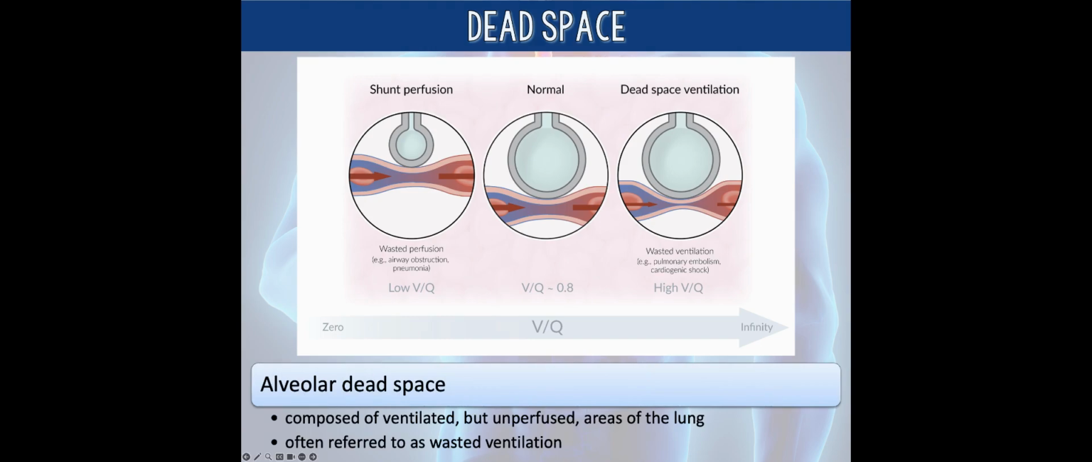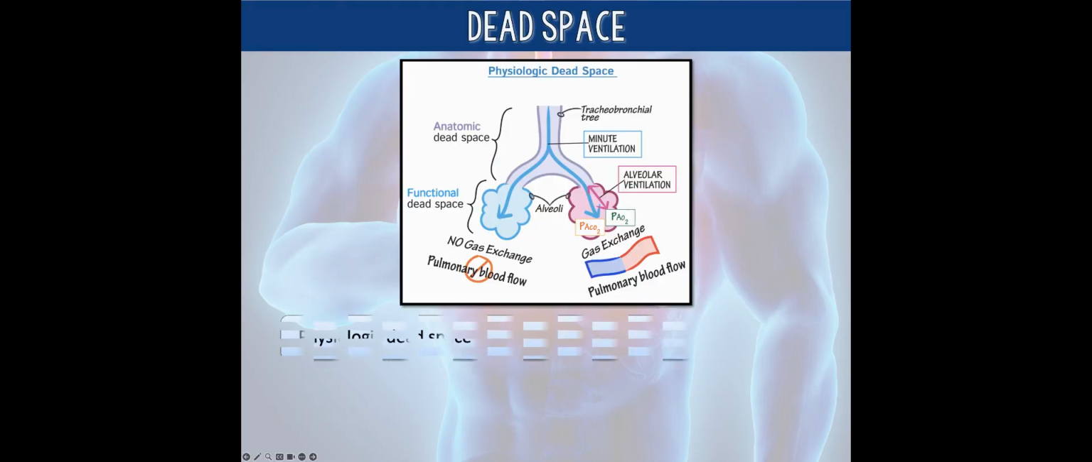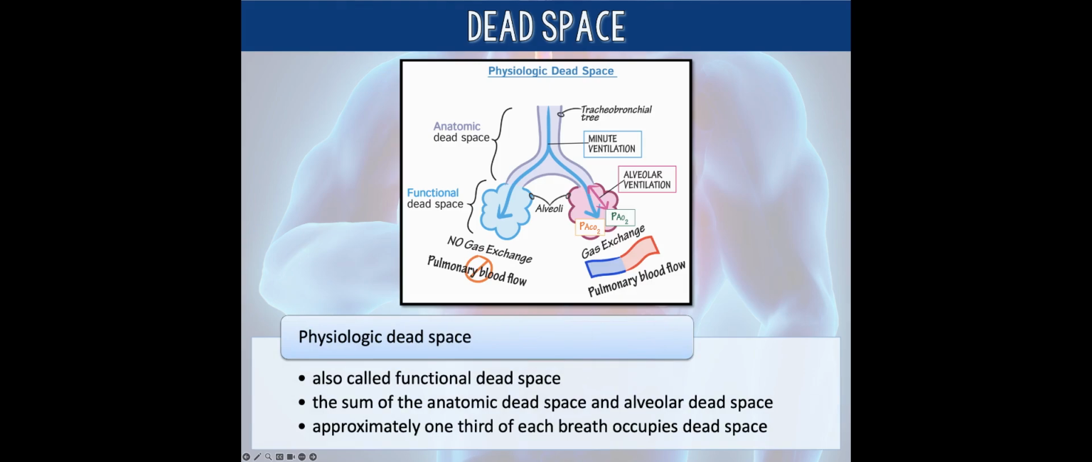Alveolar dead space is at the alveolus level. This is composed of ventilated lung, so you're ventilating that part of the lung, but it's not getting perfused for some reason. This is why they call it wasted ventilation, because you're putting air with oxygen in there, but there's no gas exchange, no perfusion going on. The physiologic dead space, also called the functional dead space, is the sum of the anatomic and the alveolar dead space, and that's about 1/3 of each breath.